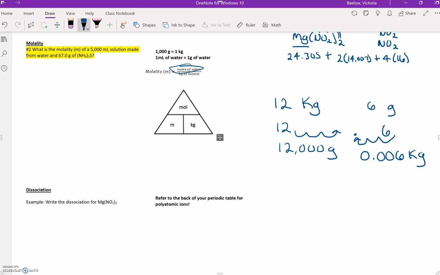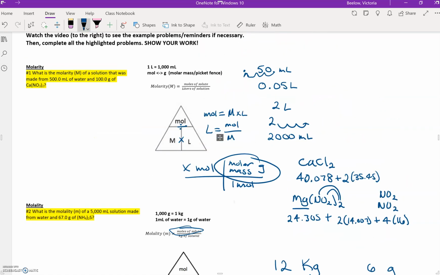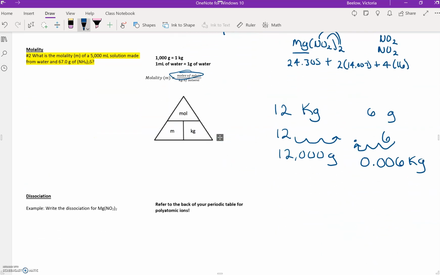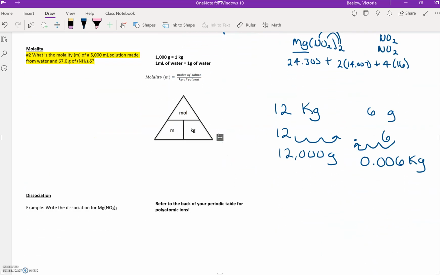And then for molality, which is represented with a little m, remember, molarity is represented with a big M. And the top is still going to be your moles of solute. So molality is moles divided by kilograms. If you're looking for moles, that's going to be molality times kilograms. And if you are looking for kilograms, that would be moles divided by molality.